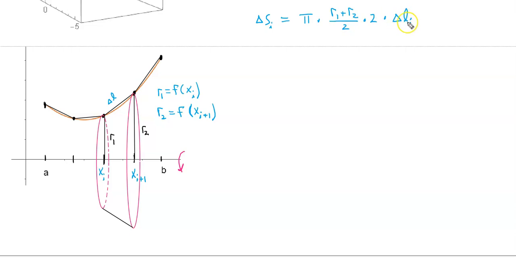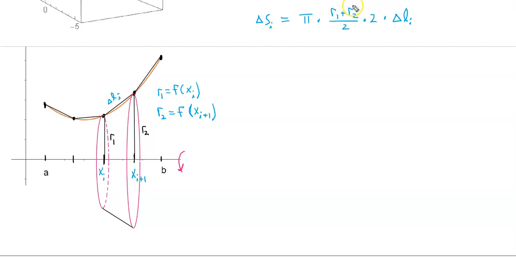And I'm going to call that delta L. I'm going to label that as delta L sub i here, just to indicate that it comes from the ith subinterval. Now let's notice something about this formula to understand why this represents the lateral surface area of this frustum.